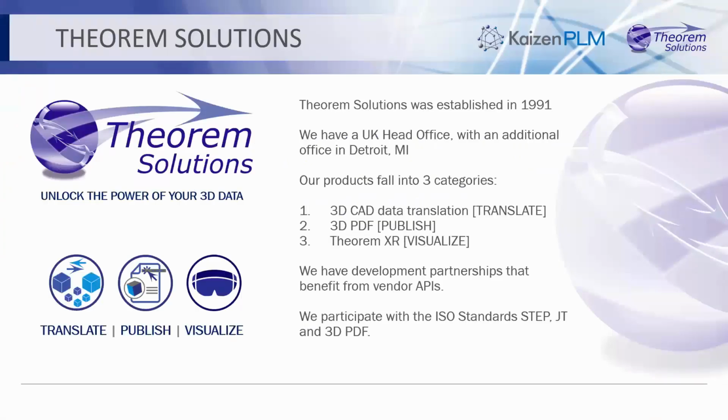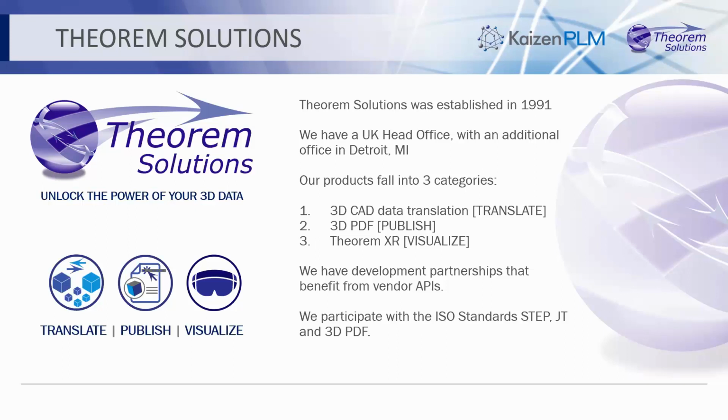So very briefly, who are Theorem Solutions and who is Kaizen? Theorem Solutions, we've been around since '91. We've got a head office in the UK, which is where our products are created, designed, developed and sold to UK, Europe and Asia Pacific, often through partners. And we've got an office in America in Detroit. Our products fall into three categories: translate, publish and visualize. And I will mention those in a little bit more detail in a moment, focusing predominantly on publish, which is the purpose for today's webinar.